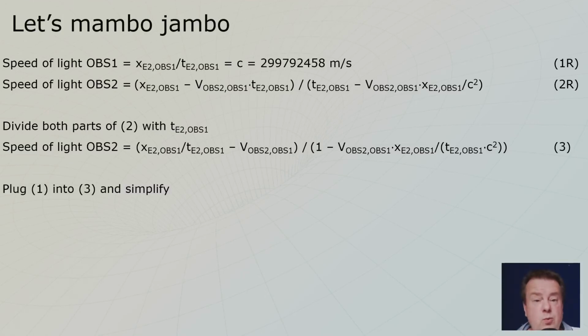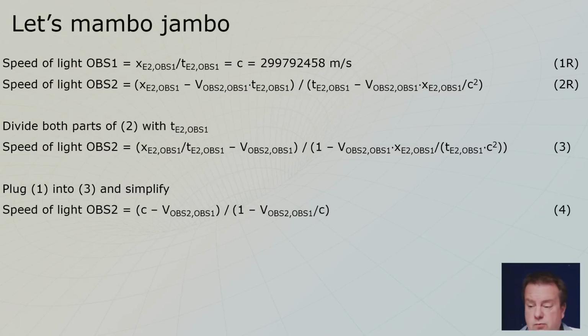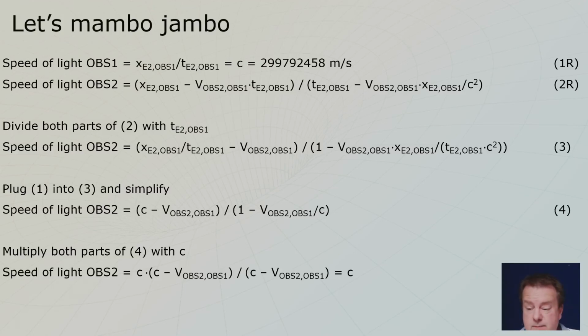Now put equation number 1 into equation number 3, because we have x over t through the eyes of observer 1 in there. And that's c. That's the velocity that observer 1 saw. So we put in c. So we get this one. Now let's do some mumbo jumbo. We're going to multiply both parts with c. We get this. Oh, and now the stuff between brackets cancels out and we get c.